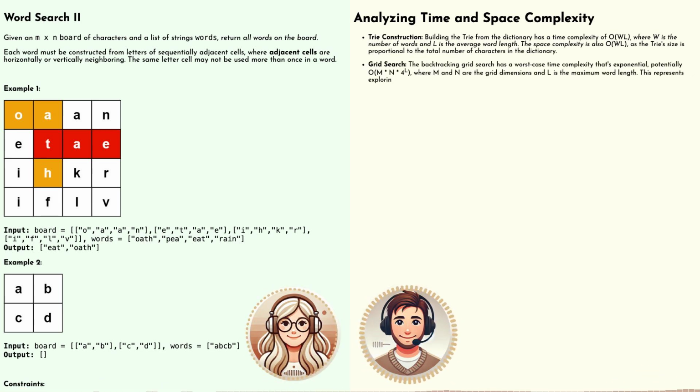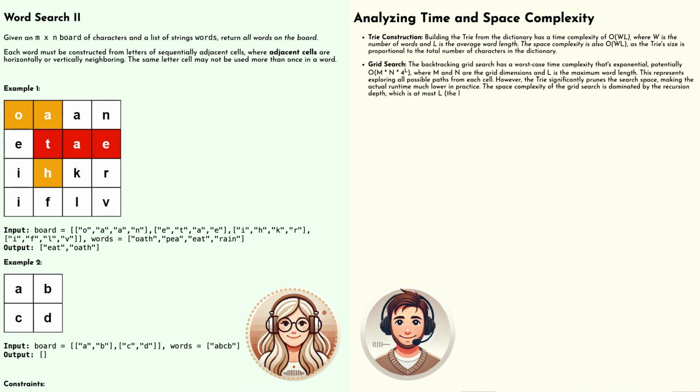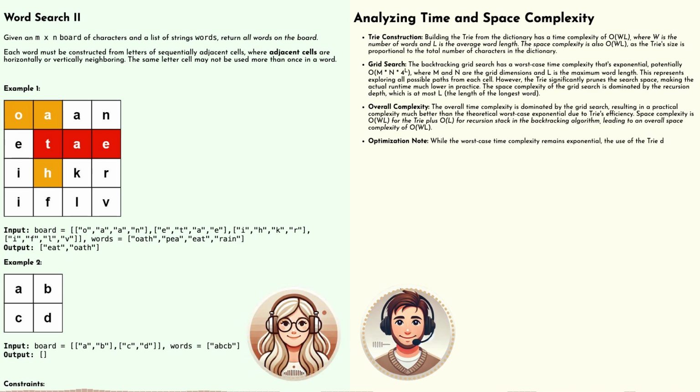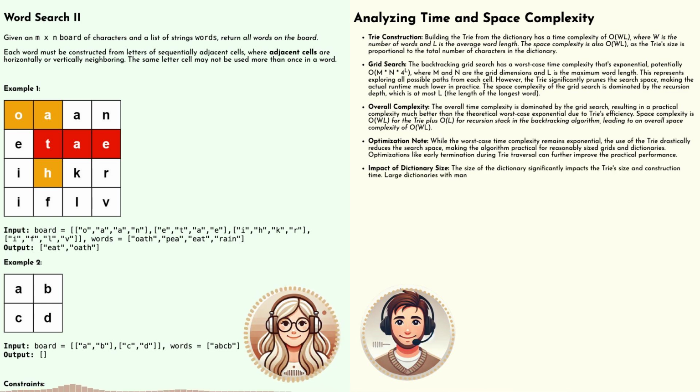We talked about using a trie, tried to guide our search, backtracking to explore the grid, and we've even touched on optimizations and potential pitfalls. But now I'm curious, how do we know how efficient our algorithm actually is? That's where big O notation comes in. It helps us analyze how the performance of our algorithm scales as the input size grows, both in terms of time and space.